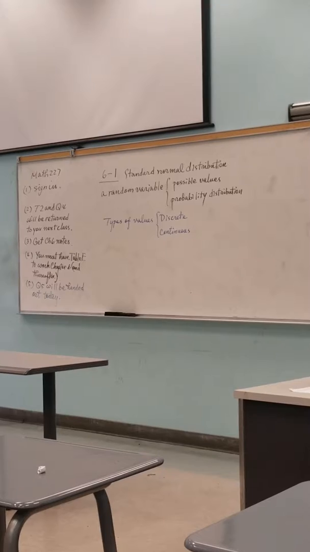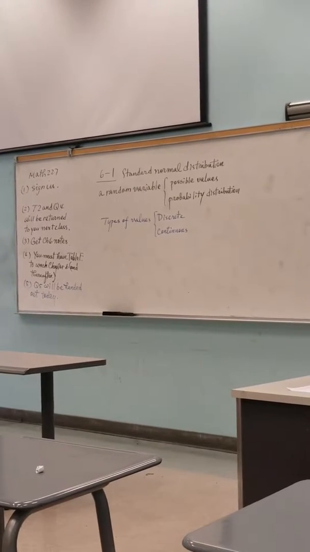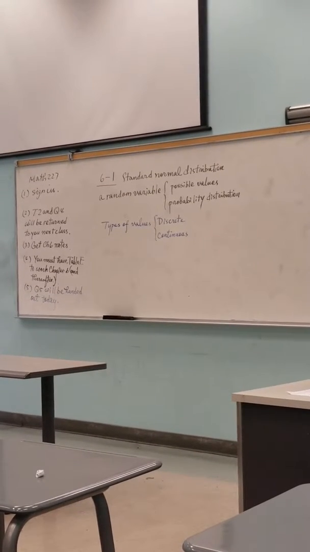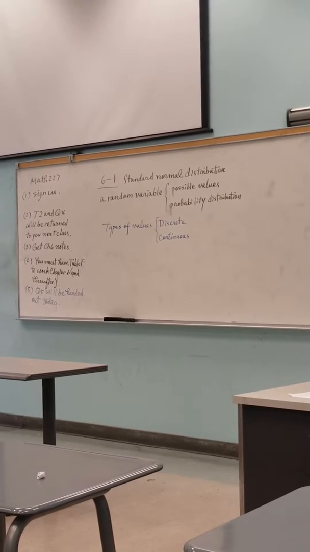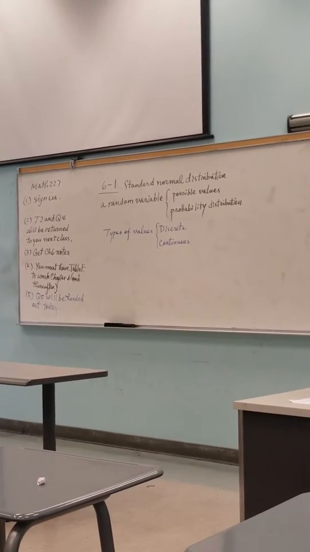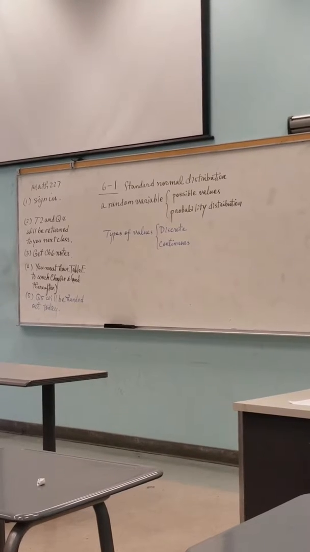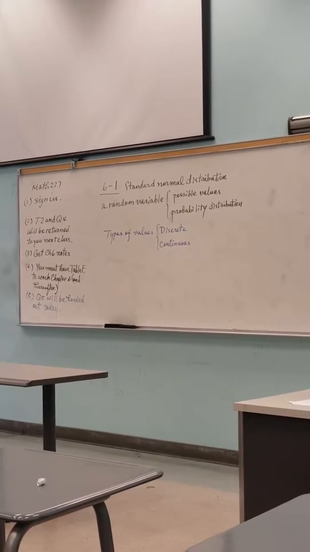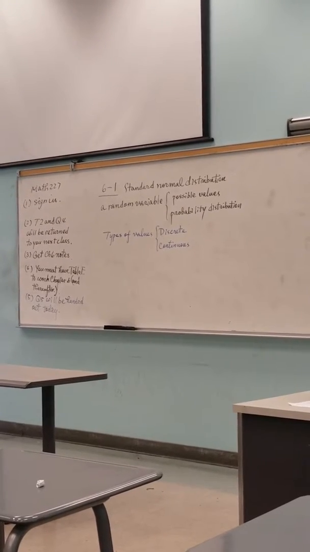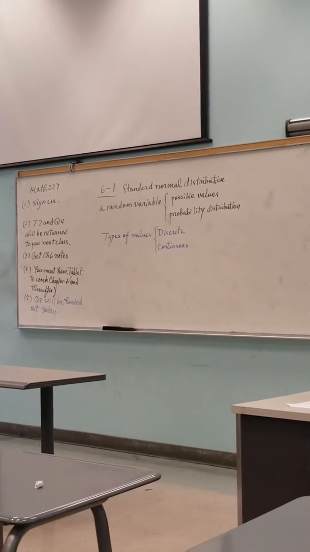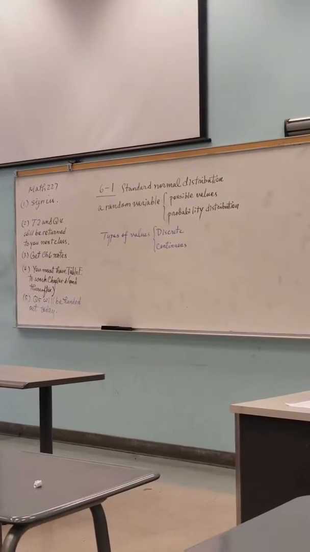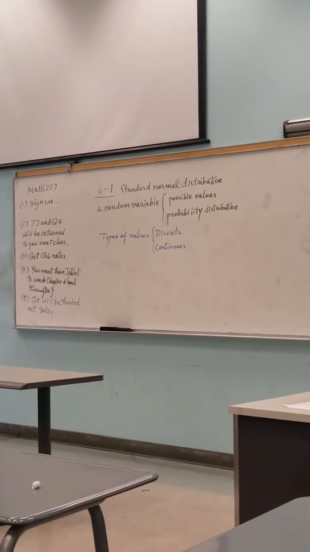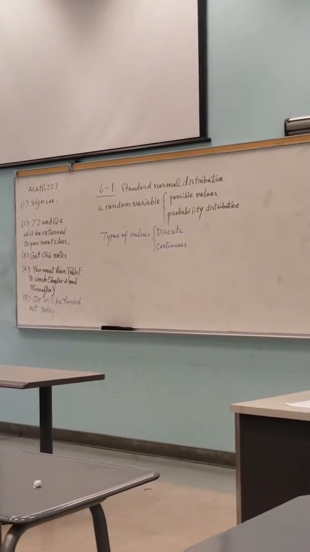Continuous, because between any two possible body weights, any number is also a possible body weight, right? For example, 150 pounds is a possible body weight. 149 pounds is a possible body weight. Between 149 and 150, any number is a possible body weight, right? No gap. So this is a continuous random variable. Those possible values, we call continuous type.